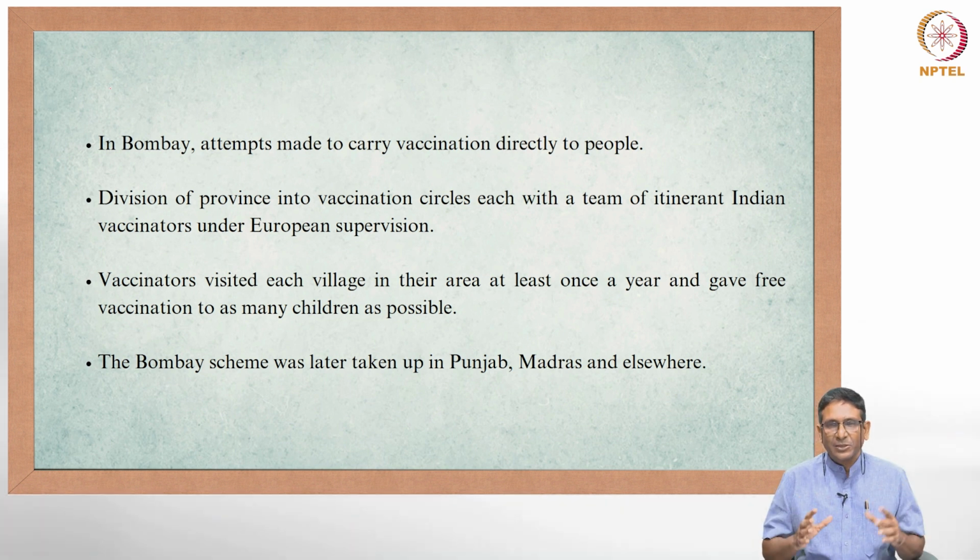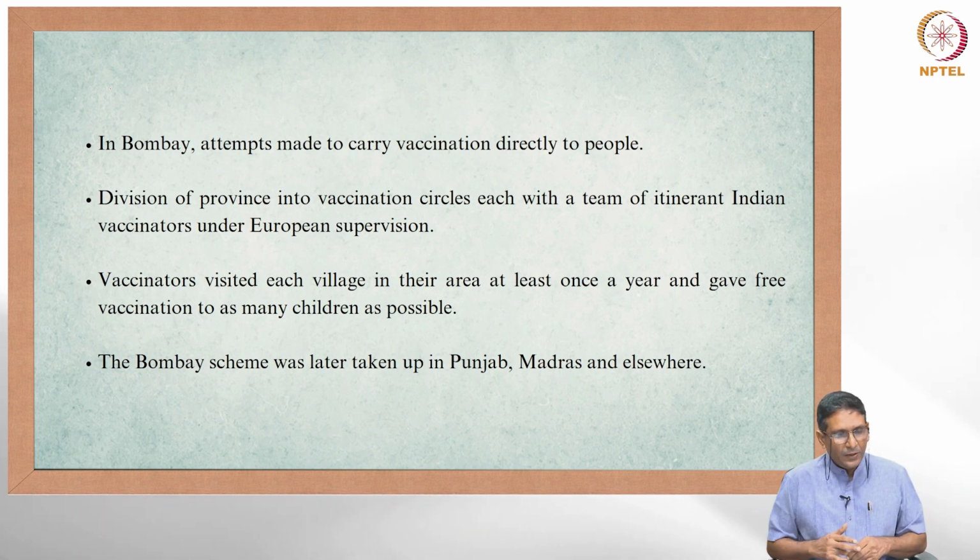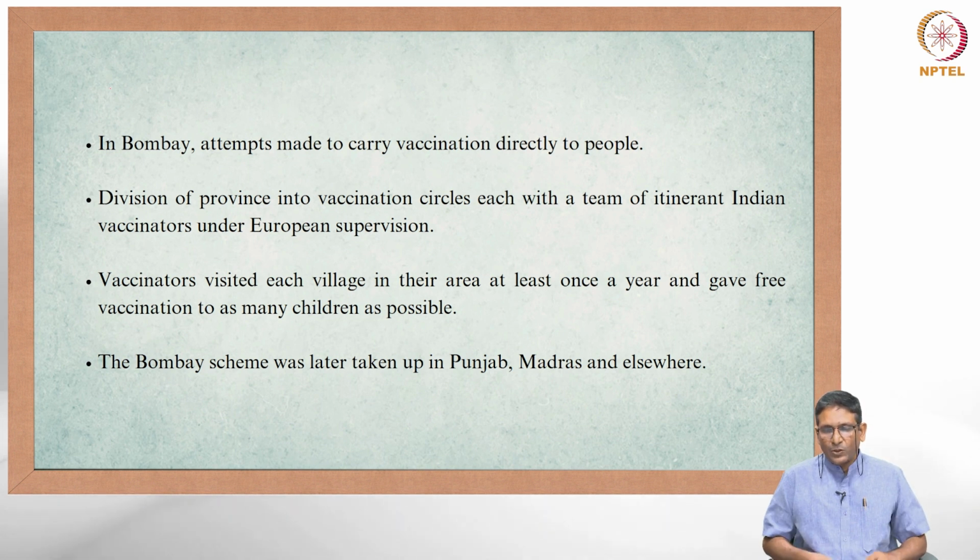Each circle had a team of itinerant, moving Indian vaccinators, of course, with Europeans supervising them. So the vaccinators visited each village in their area at least once a year and gave free vaccination to as many children as possible. So this is something to draw a modern parallel.